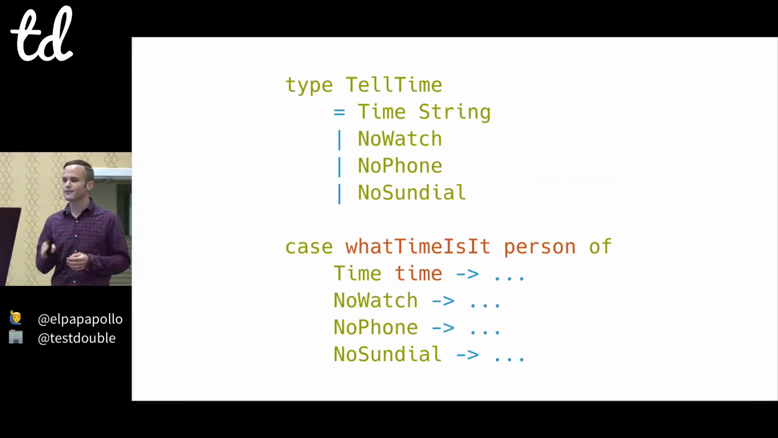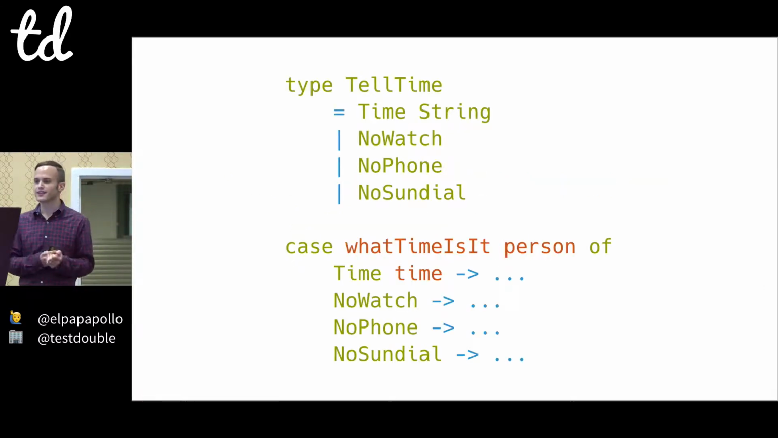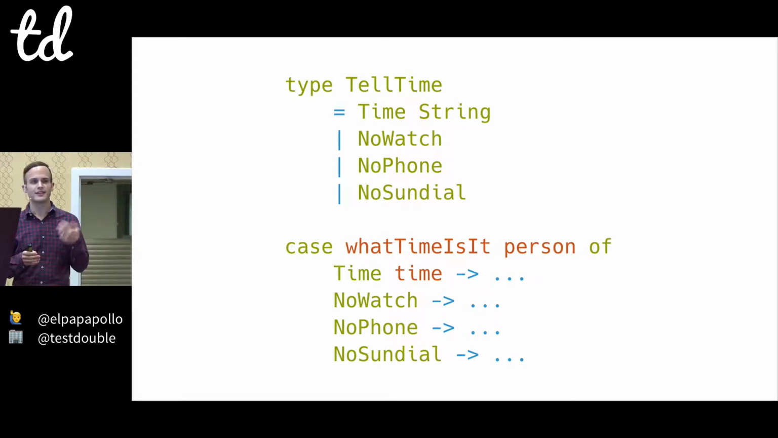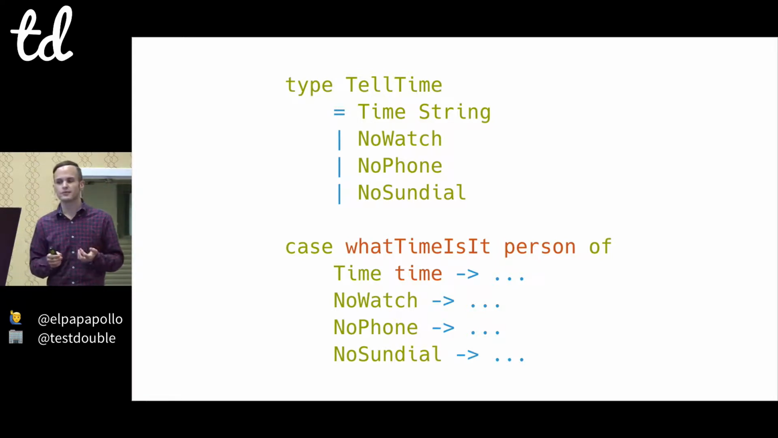We could even go a step further and introduce a custom type to provide additional reasons why we may not have the time. Here we have a TillTime union type with 4 values. If we have the time, then we'll wrap it in a Time constructor. Otherwise, we'll let the person know why we don't have the time, such as no watch, no phone, or no sundial.